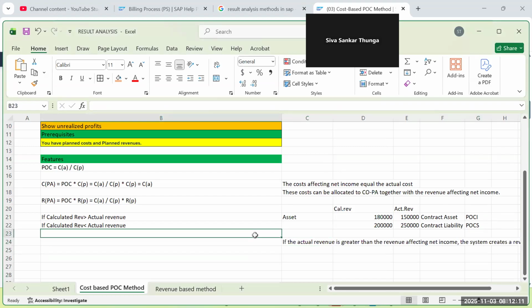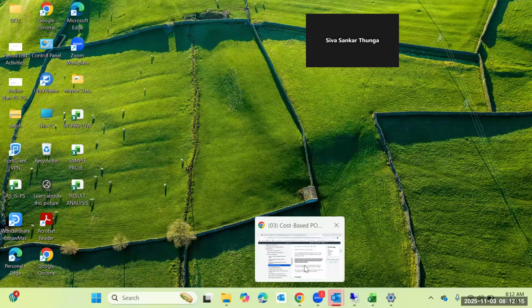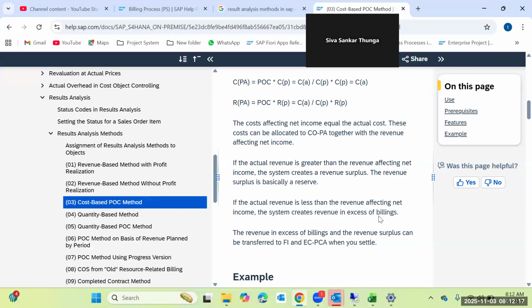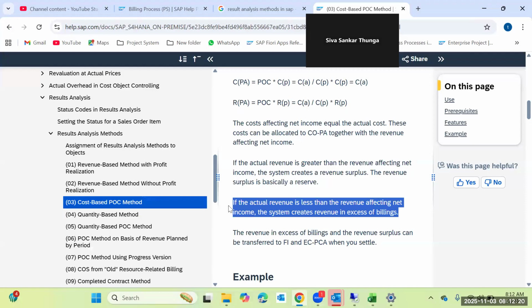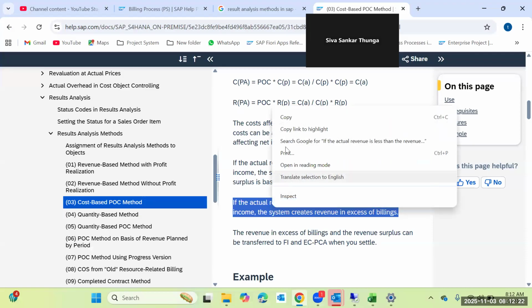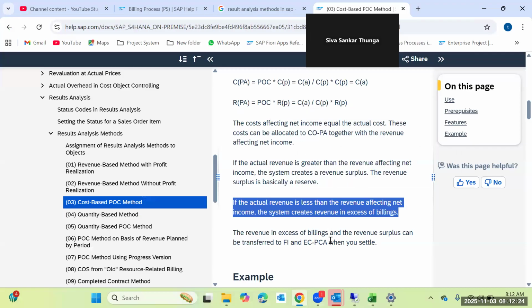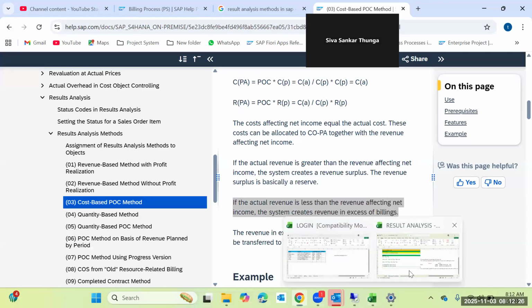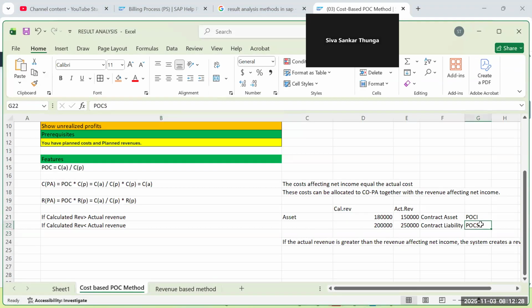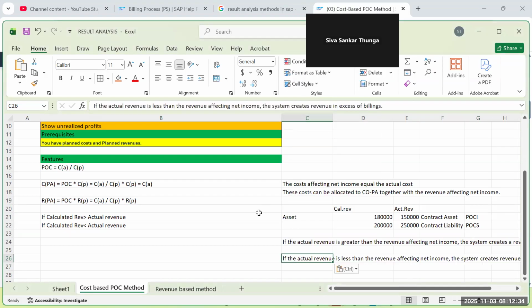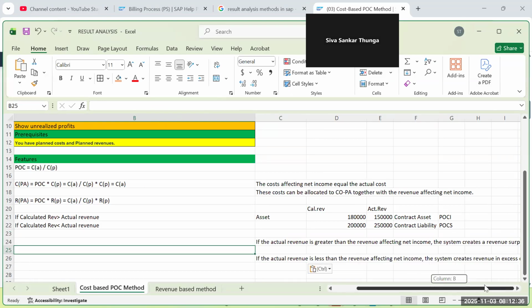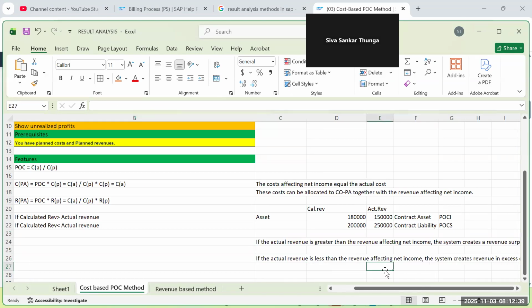If you understand up to here, I think that's enough. Then we will continue, because I have some personal work. Sorry, if actual revenue is less than the revenue affecting net income, that is revenue in excess of billings. This is what revenue in excess of billings is, POCA. Let me put these two here, right? So you understood this up to here.